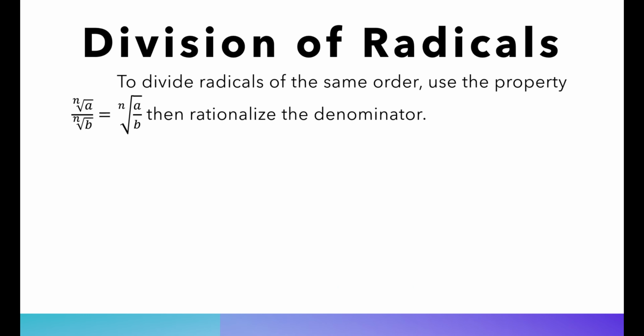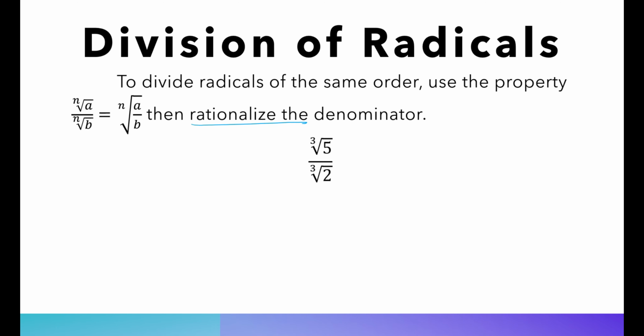To divide radicals of the same order, use the property: the nth root of a divided by the nth root of b equals the nth root of a over b. Then rationalize the denominator. For example, the cube root of 5 divided by the cube root of 2. So the first thing that we have to do is to rationalize the denominator.